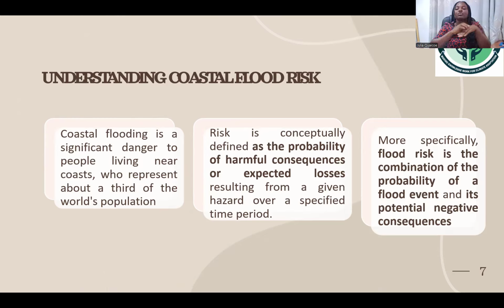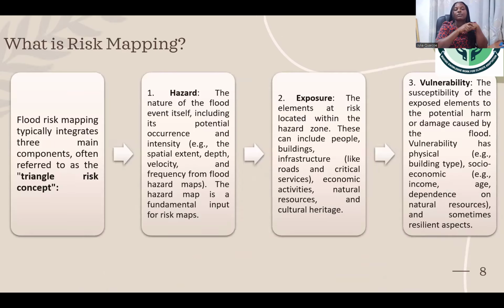All right. And so when we are really talking about the flood risk, we look at the probability of the flood event as well as the potential consequences. So how probable or how likely are the floods going to come? And when they come, what are the potential consequences that can arise as a result of these?